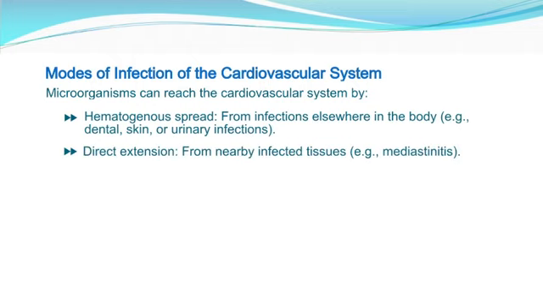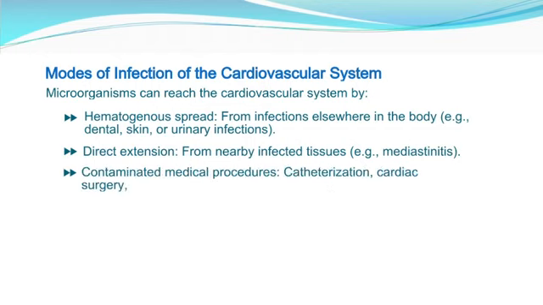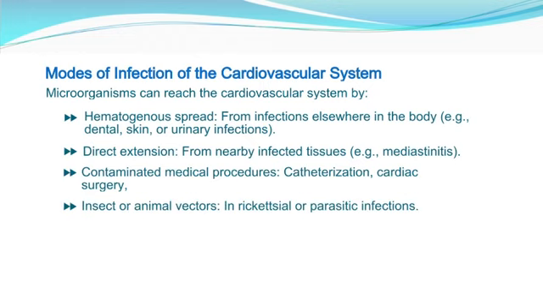Second, direct extension. Infection can spread from nearby infected tissues. For example, if there's an infection in the mediastinum or the lungs, it can extend to the pericardium. Third, medical procedures. Any invasive procedure, cardiac catheterization, pacemaker insertion, valve replacement, carries a risk of introducing organisms, especially if aseptic precautions are not strictly followed. And finally, vector-borne transmission. Some pathogens, such as Trypanosoma cruzi in Chagas disease or Rickettsia in typhus, enter through insect bites and later involve the cardiovascular system.